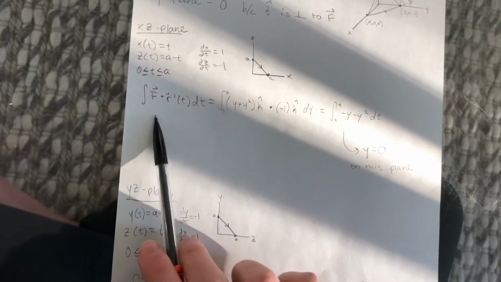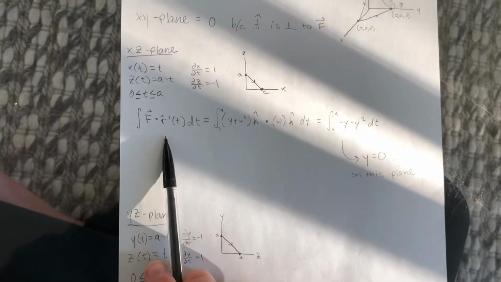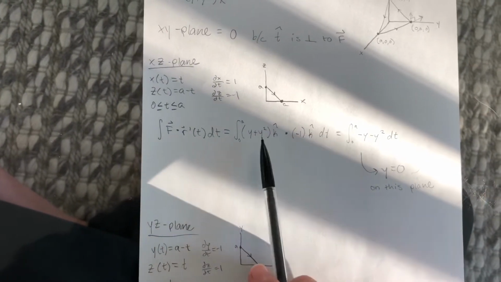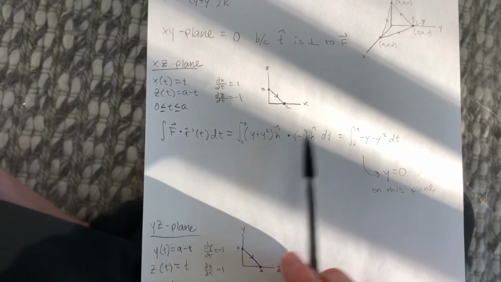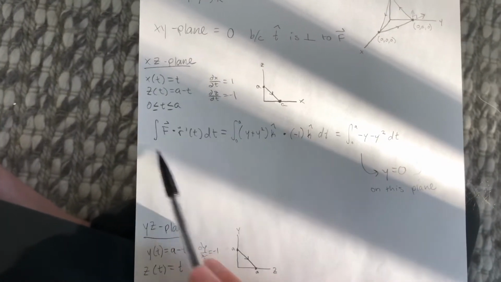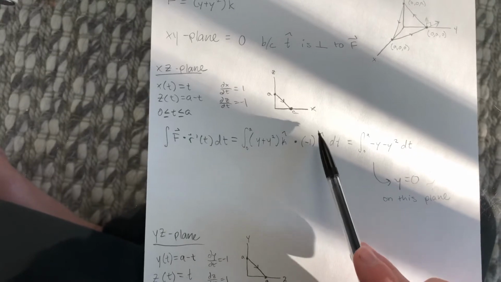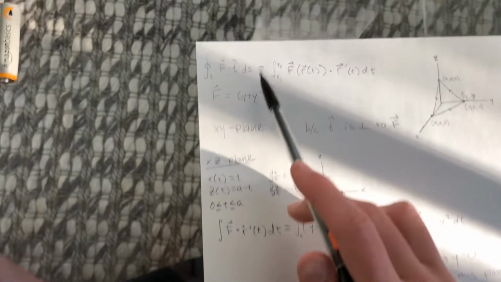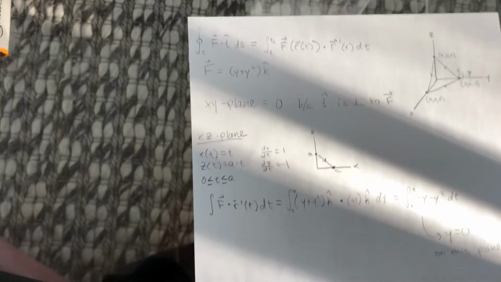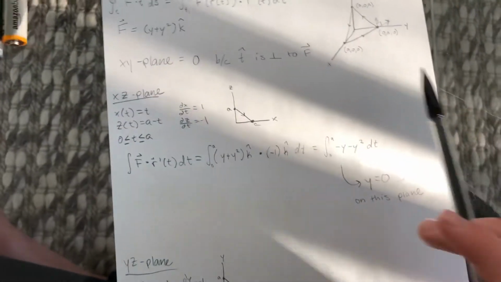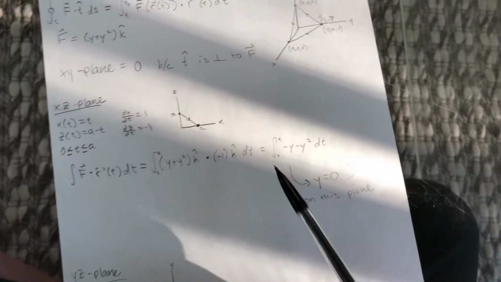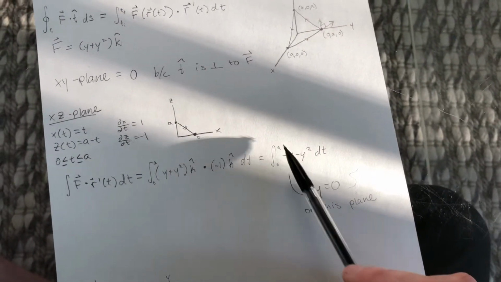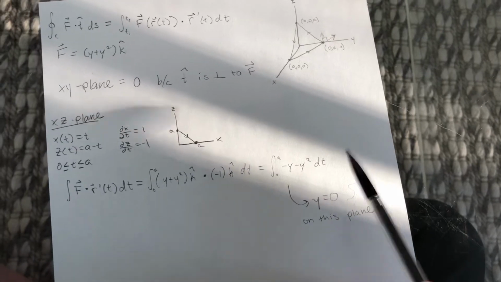we start with the original vector integral function. We plug in y plus y squared k in the k hat direction for f, and then we plug in -1 for dz dt. The reason dx dt isn't involved is because there's no x hat up here, so it's just times 0. And we'll finish with the integral from 0 to a of -y minus y squared dt.